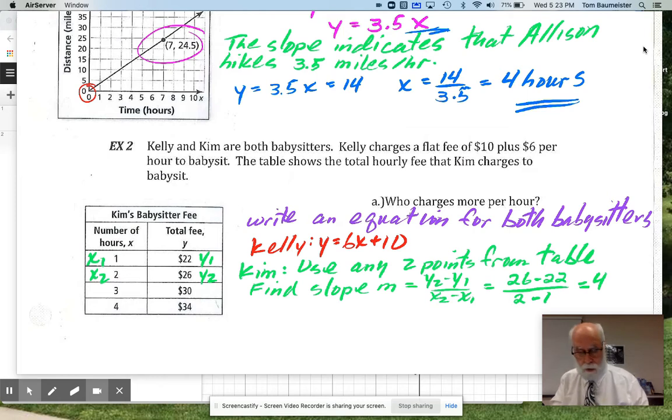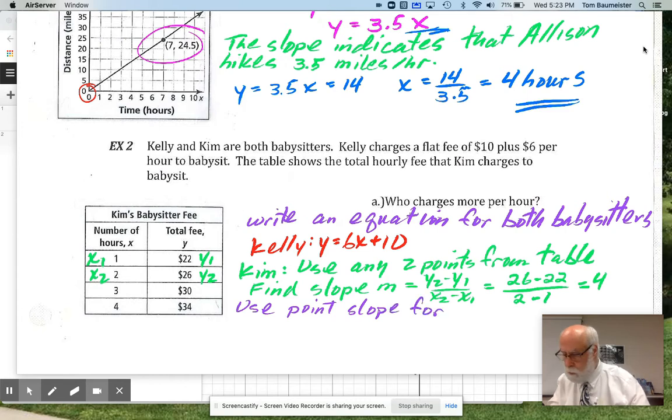All right. So now you're going to use the point-slope form to write an equation.